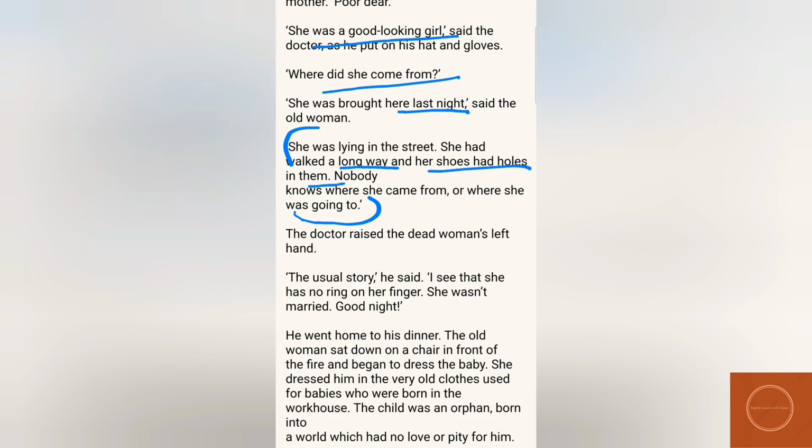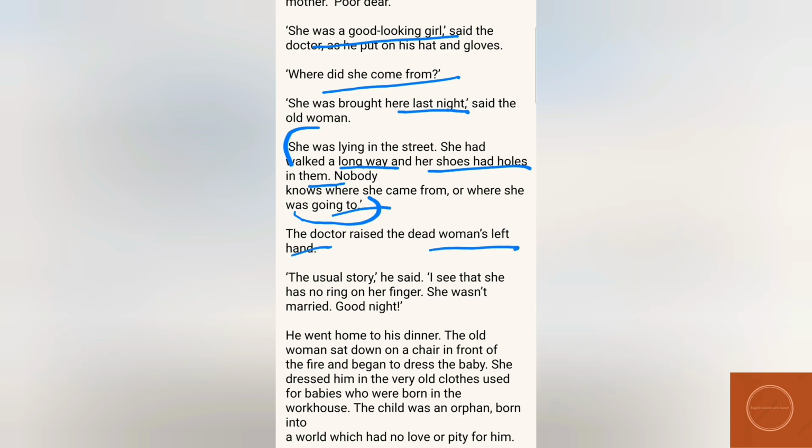Means after we walk a very, very long distance, our shoes can wear out. Then she also tells that nobody knew about her identity or where she came from or where she was going. The doctor raised the dead woman's left hand.